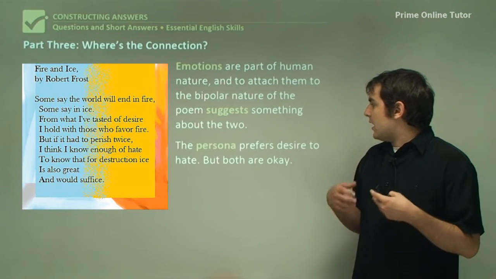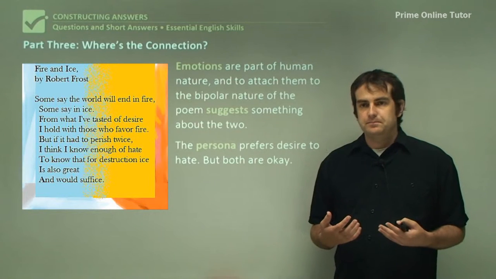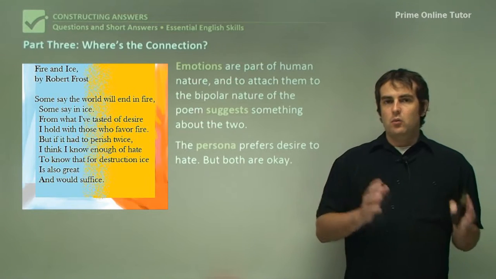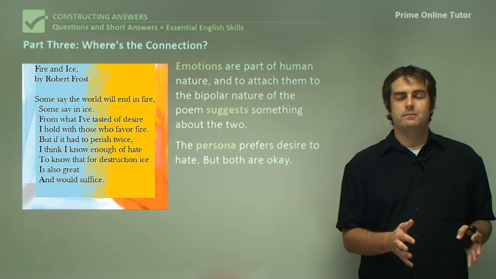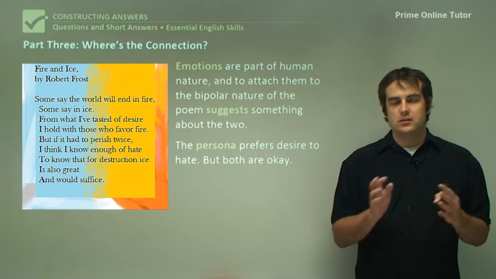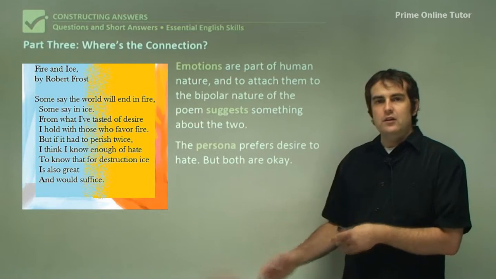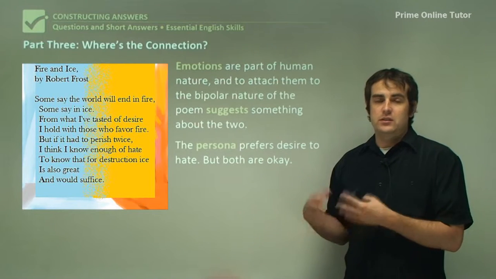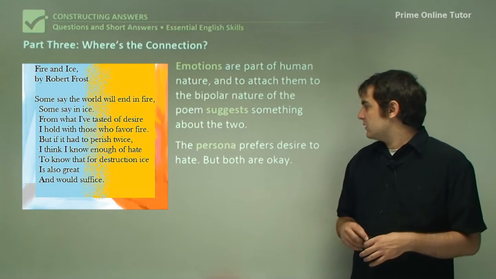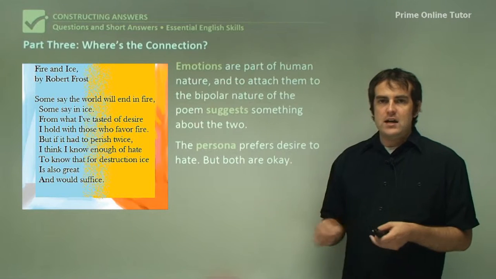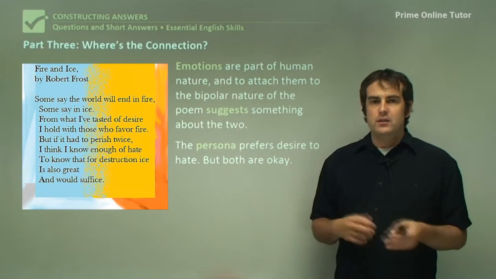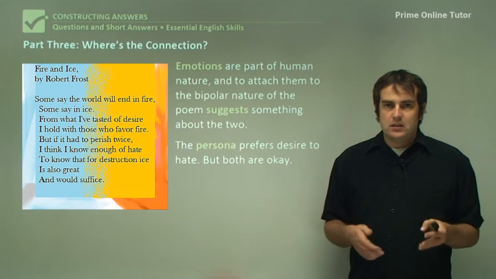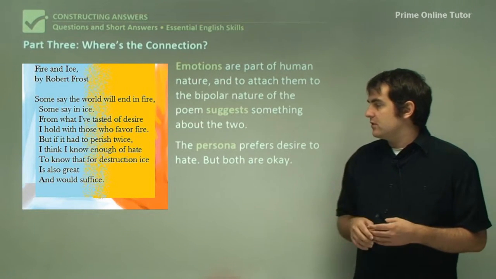Well, the persona prefers one side or the other. And we get that through the opposites. As in, we've got one side, the desire side, the side of passion and fury, and then we've got the other side of hate, of bitterness, of regret, of almost aloofness, shyness, those sorts of things. Even though both are okay, he prefers to sort of go out with a bang rather than a slow death sort of thing. But that's not to say that he completely doesn't acknowledge the other side.